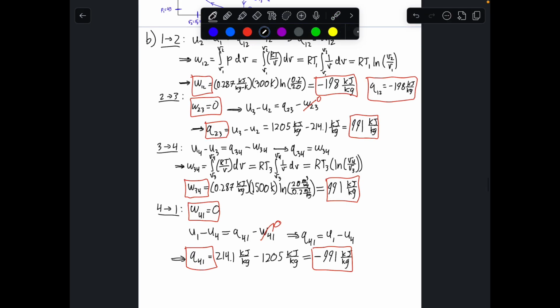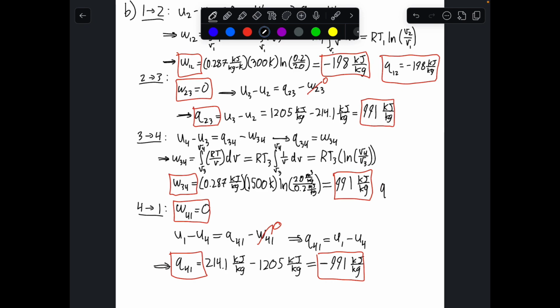But I almost forgot to write out our heat transfer from 3 to 4 should be equal to, we found that our heat transfer should be equal to our work from 3 to 4, and we found that our work was 991, so our heat transfer should be also positive 991 kilojoules per kilogram. So this should be our final answer for part 4. For part B, we have 1, 2, 3, 4, 5, 6, 7, and 8 final answers. So make sure you keep track and make sure you have all of your answers there.